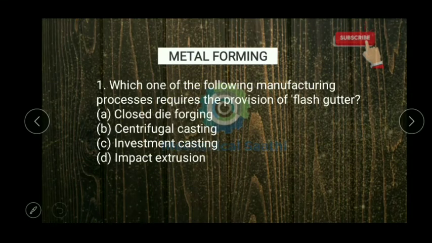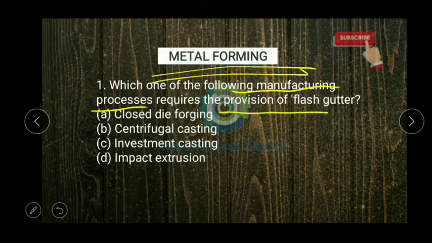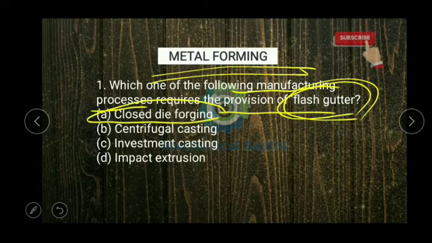Okay, so first this is the question from metal forming. So first question, if you read, which one of the following manufacturing processes requires the provision of flash and gutter? So flash and gutter will be used in your die forging, okay, closed die forging. In case of forging only we can use our flash and gutter. So option A will be the correct one. So let us check all other options also.